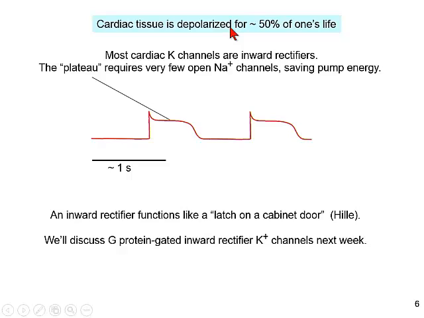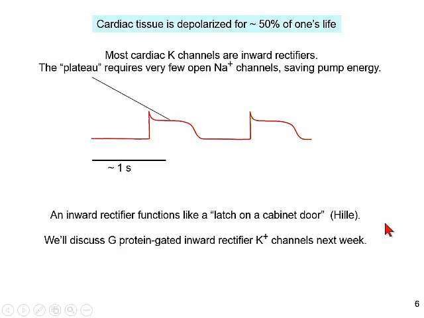And in fact, most potassium channels in the heart are inward rectifiers. That is, in this waveform of the heartbeat, the inward rectifiers keep the channel very nicely at the normal resting potential. But then, when the heart is beating, we get this spike of depolarization, which overshoots. And then the plateau actually is a prolonged depolarization. Roughly half a person's life is spent during these plateaus, but it actually requires very few open sodium channels because the potassium channels have nearly closed, and this saves energy for the sodium potassium ATPase.